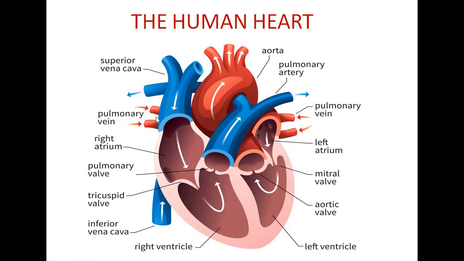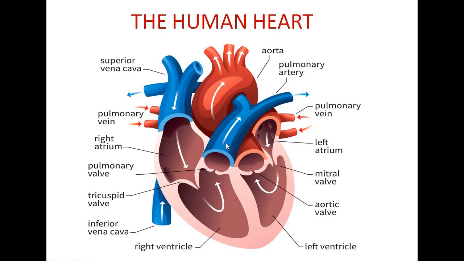In this session, we learn about the structure of the human heart, its parts, and their functions. The diagram of the human heart is shown on the screen. You can see the structure of the human heart is cone shaped. The human heart is covered with a double layered membranous sac called the pericardium.